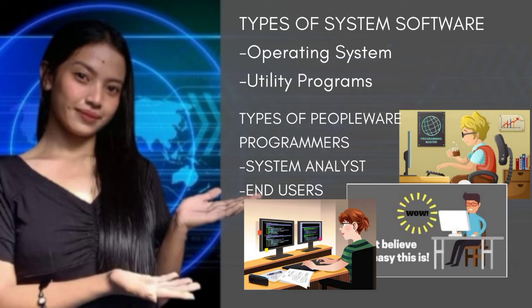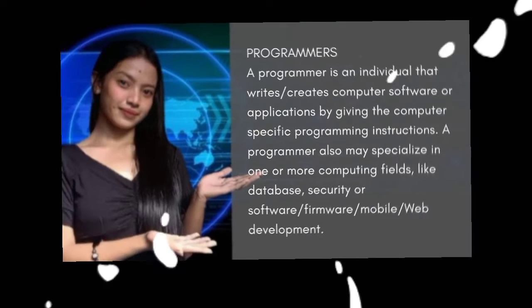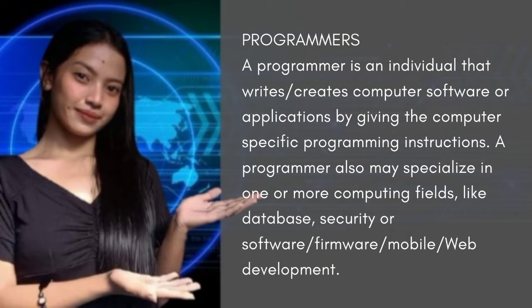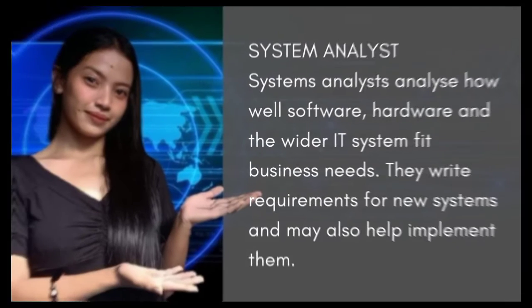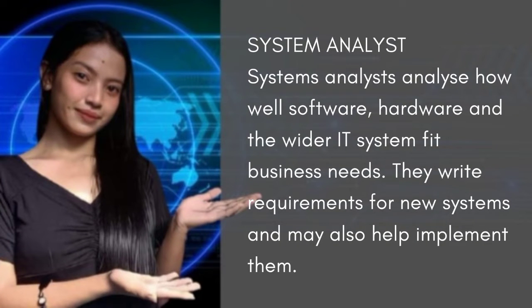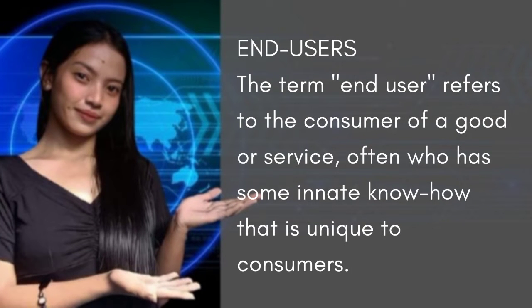However, there are three types of peopleware that interact with the system. First, programmers. These are professionals who write the computer programs that allow users to interact with the computer. They must have technical knowledge of computer languages. Second, system analysts. They analyze how well software, hardware, and the wider IT system fit business needs. They write requirements for new systems and may also help implement them. The third, end users, also known as operators. They are the people who interact with the computer system.